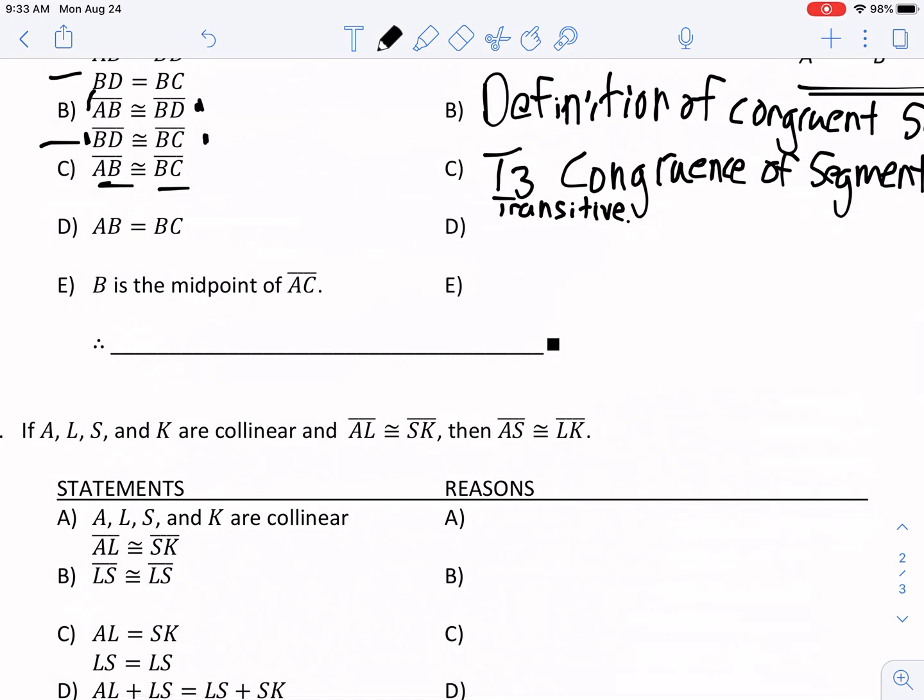Okay, now on statement D, it says length AB is equal to length BC. Well, how do we know that? Well, we just said that segment AB is congruent to segment BC. Well, if those 2 are congruent, they have to have the same lengths. Why? Because that's the definition of congruent segments, okay?